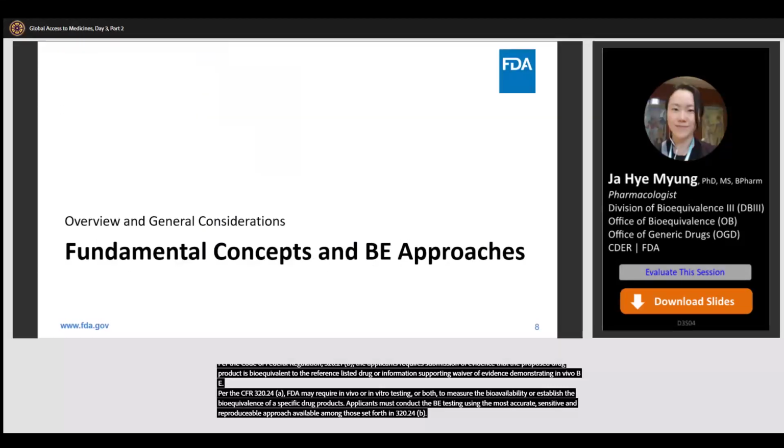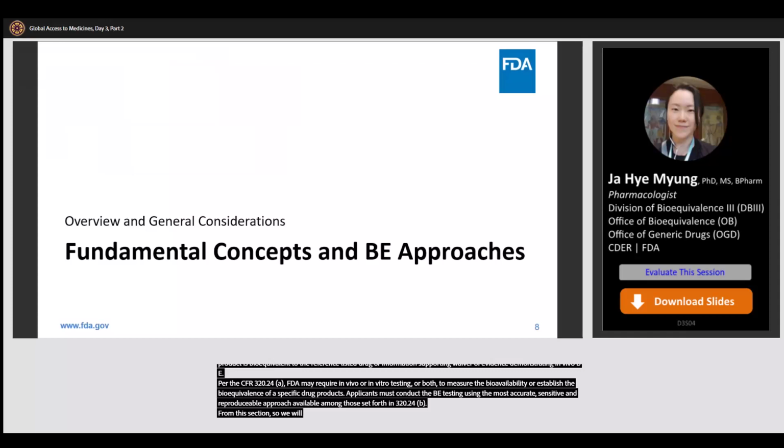From this section, we will go through the fundamental concepts and the general consideration for BE approaches.